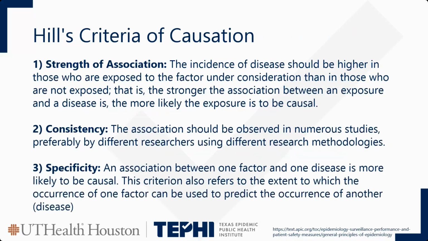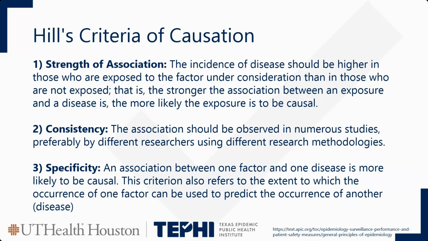The next principles we'll be discussing is the Hill's criteria of causation. These are 9 principles that can help you to determine causation. The first is the strength of association. This means that the incidence of disease should be higher in those who are exposed to the factor under consideration than in those who are not exposed to the factor. That is, the stronger the association between an exposure and a disease is, the more likely the exposure is to be causal.